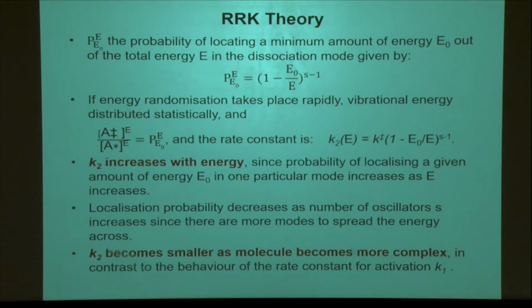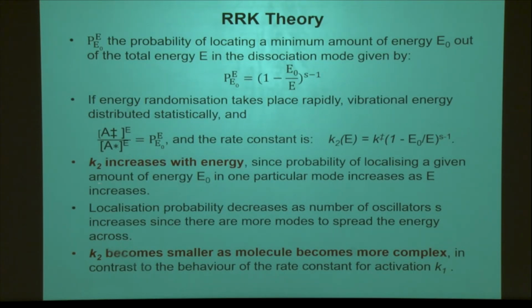So if we now move this to energy-specific formulations, then the probability of locating a minimum amount of energy out of the total amount of energy in a dissociation mode is given here. And then if energy randomization takes place rapidly, then we've got this statistically distributed vibrational energy, which is related to this probability, and we can calculate the rate constant for a specific energy according to this equation here.